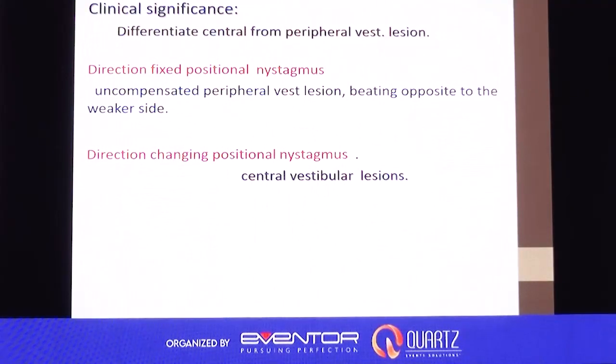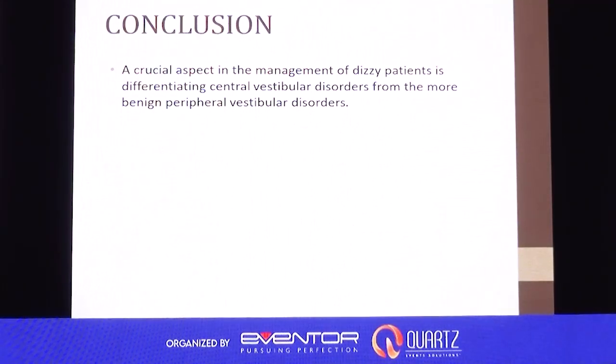If we find positional nystagmus, we should differentiate central from peripheral nystagmus by the following. The direction-fixed positional nystagmus occurs in uncompensated peripheral vestibular lesion. It will be opposite to the weaker side, and if we find direction-changing positional nystagmus, it occurs in the central vestibular lesion.